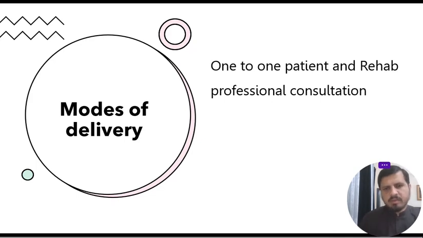Now, the simplest of this telerehabilitation consultation is a one-to-one patient and rehabilitation professional consultation, just like a clinic. So the patient walks in, or the patient gets connected to you online through a video call, and you are sitting at one end, and the patient and maybe the attendants are sitting on the other end. They are listening to you, you're examining the patient, you're asking the patient questions, and then you discuss this with him or her, and then you give them a prescription one to one.